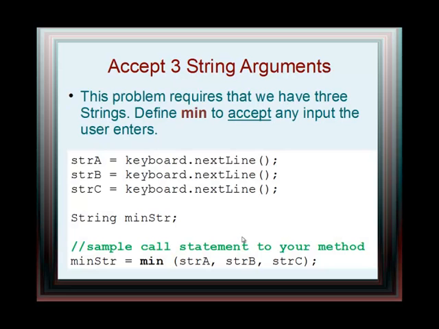The problem requires that we have three strings. Define min to accept any input the user enters. So when you're creating min, remember that we have three strings from the keyboard, the next line is with the scanner object that accepts more strings and user input, and we have string minString, which is what we set min to return back, a string.